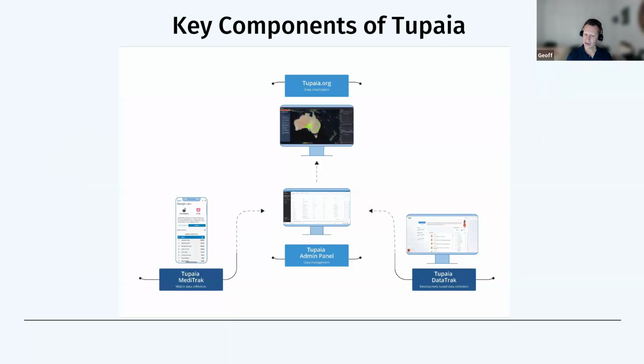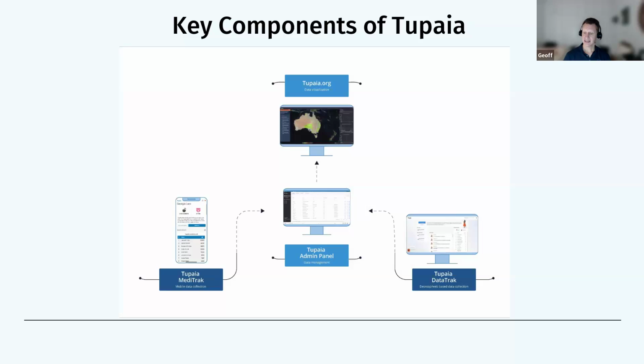There are four key components of Tupaia. One is Tupaia MediTrack, on the left-hand side, which is for mobile data collection. You download that from the App Store, use your login credentials to log into the app from your phone, and then you can collect data. You have access to a range of surveys within your project, and you do that data collection through MediTrack.